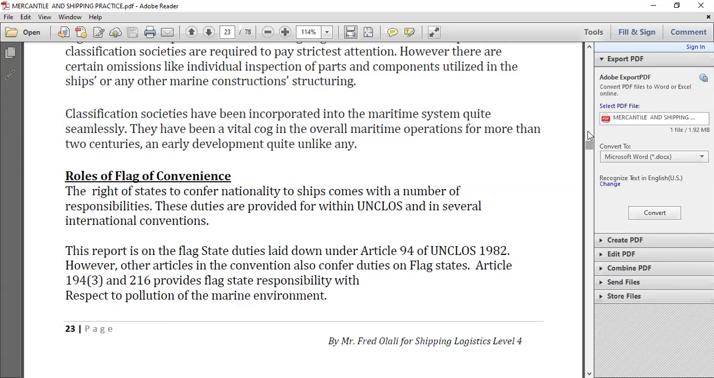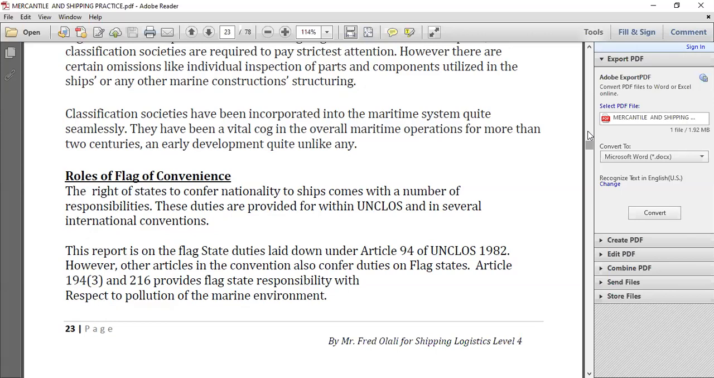Then we have what we call the flag of convenience. We have various types of flags. There's flag of convenience, there's flag of courtesy. The flag of convenience normally shows the nationality of that ship. It shows the port where that ship was registered.